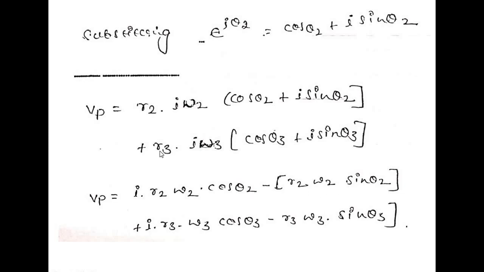Similarly, you expand this R3 I, we separate R3 omega 3 into cos theta 3. This I and this I, if you multiply, you get I square, so that will become a minus sign, so you get minus R3 omega 3 sin theta 3. So we are just expanding this. Wherever you multiply I into I, you get minus 1, so here you will get a minus sign. Otherwise all the terms are written as they are. So this is this equation.